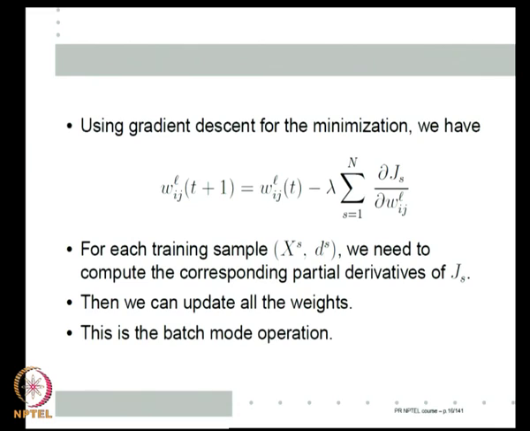In analogy with LMS, we can also have an incremental mode of operation, whereby at each iteration I will only use one of the training samples, then essentially this summation will not be there. Whichever training sample I am using in the current iteration, I find the gradient only with respect to that training sample.